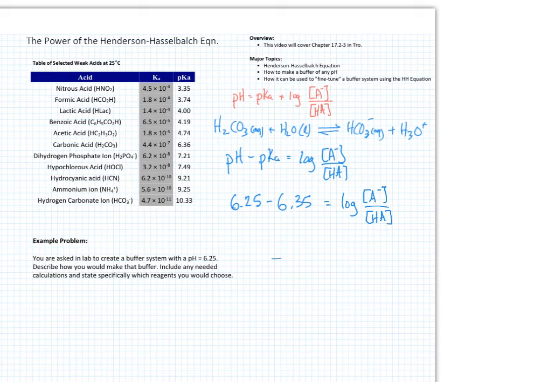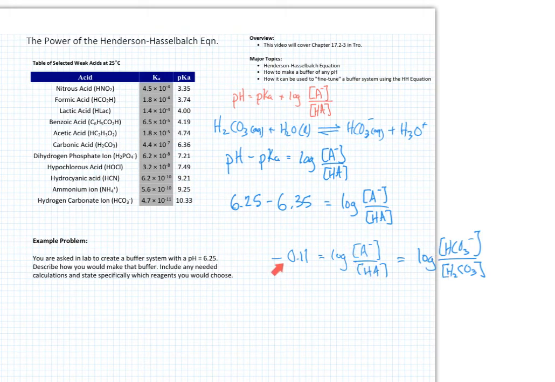This is equal to minus 0.11 equals log A minus over HA, and maybe I should be some more specific here. So that's actually equal to log of HCO3 minus divided by H2CO3. Remember, this is the equation, just sort of a general weak acid and its conjugate base. This is the specific one we're dealing with.